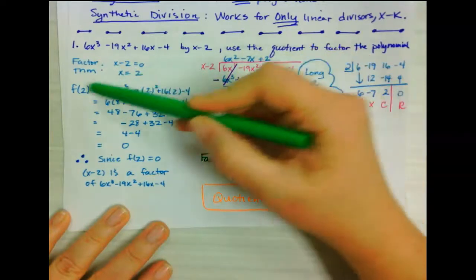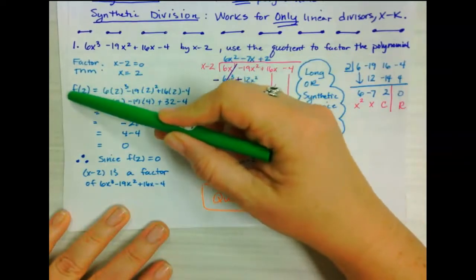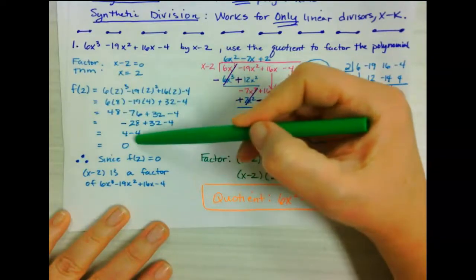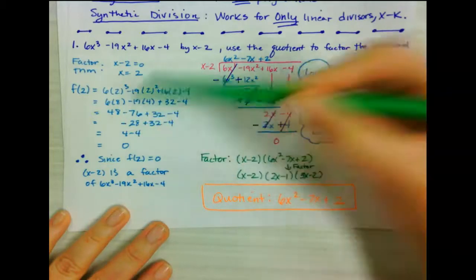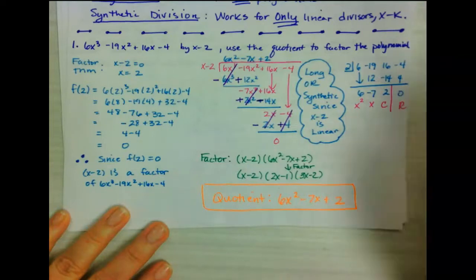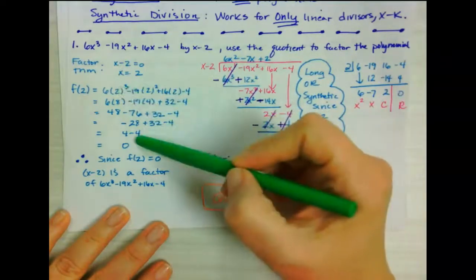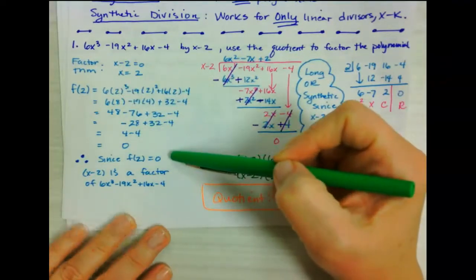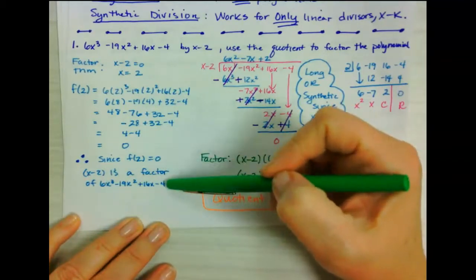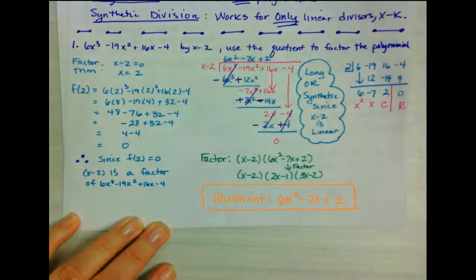So it says if I take 2 and plug it into my function f, and I look at the remainder, if the remainder is 0, it's a factor. If the remainder is not 0, then it's not a factor. It doesn't divide in there evenly. So since I plugged it in and did the math and got f of 2 equals 0, what I know then is x minus 2 is a factor of this polynomial, meaning that it's going to divide in there evenly.